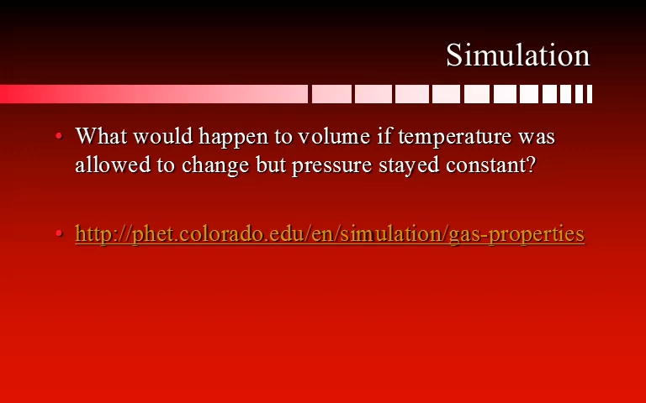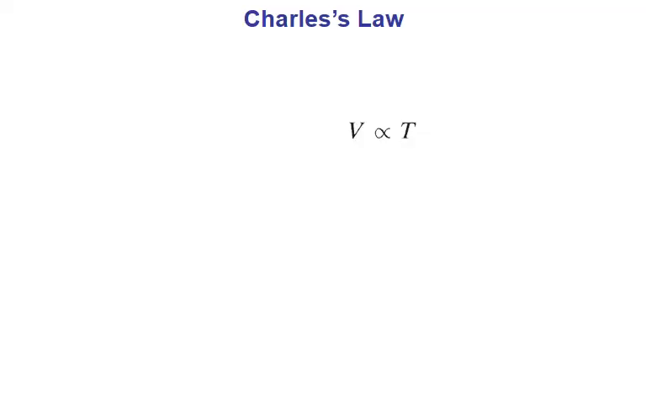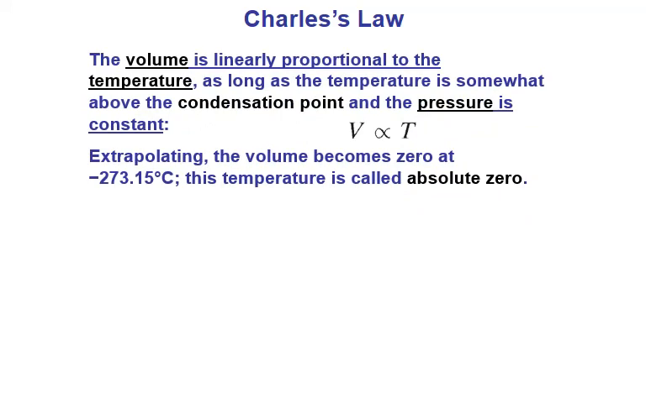Okay, what would happen to volume if temperature is allowed to change but pressure stays constant? And again, you could try this in the gas property simulation, keeping pressure the same but volume and temperature changing. And this is where we get Charles' law. And within Charles' law, we look at how volume is linearly proportional to temperature, keeping pressure constant.